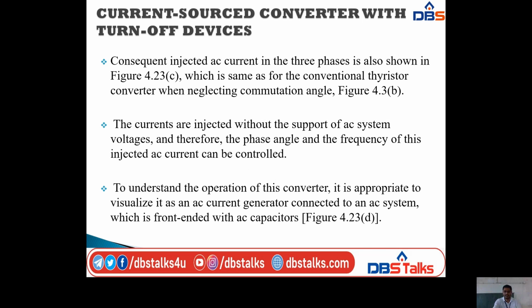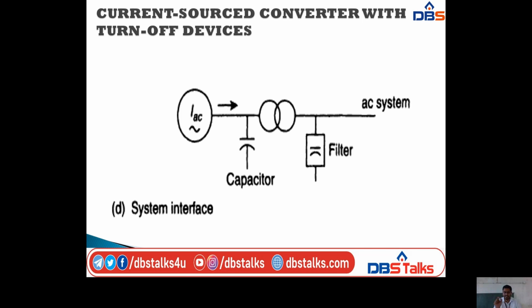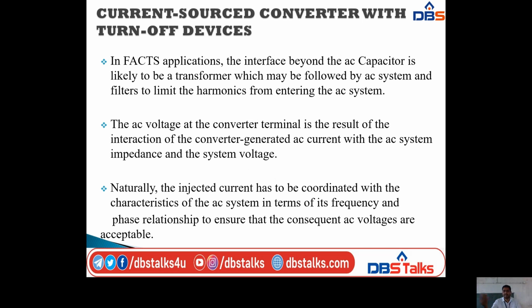So this is given the system interface. Okay, so it consists of AC currents, transformers, capacitors, filters, and one AC system. This is simply called a system interface of the product system. Okay. Next, in practical applications, the interface beyond the AC capacitor is likely to be a transformer, which may be followed by the AC system and filters to limit the harmonics from entering the AC system. Okay, so in the previous diagram we've seen those devices also. So the AC capacitor is also there, filter is also there, transformer is also there, AC system is also there, and some AC currents are also there.